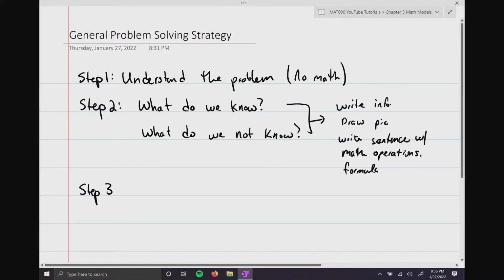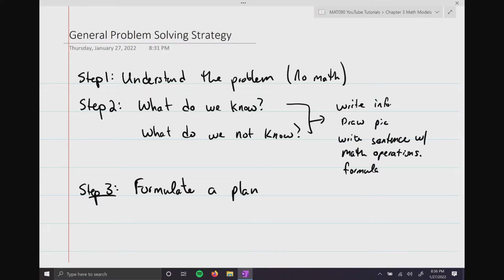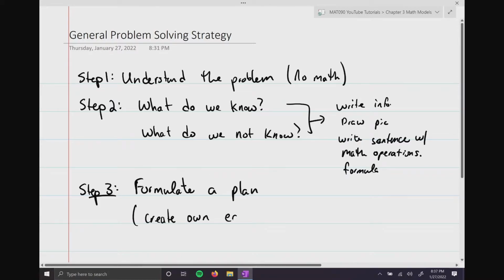Step 3 is you want to make sense of steps 1 and 2. You want to formulate a plan. Now, perhaps formulate is the wrong word because I don't want you thinking that we're going to be using a formula. The majority of the time, you're going to be creating your own equation here. However, there will be times where you may use a formula like the Pythagorean theorem or the area of a rectangle or something like that.